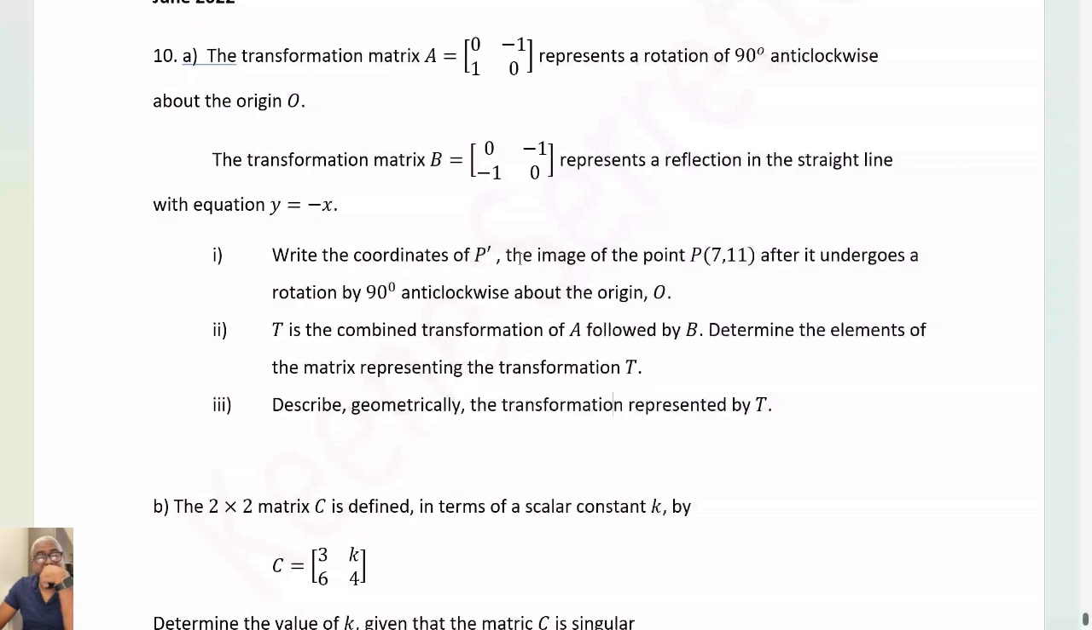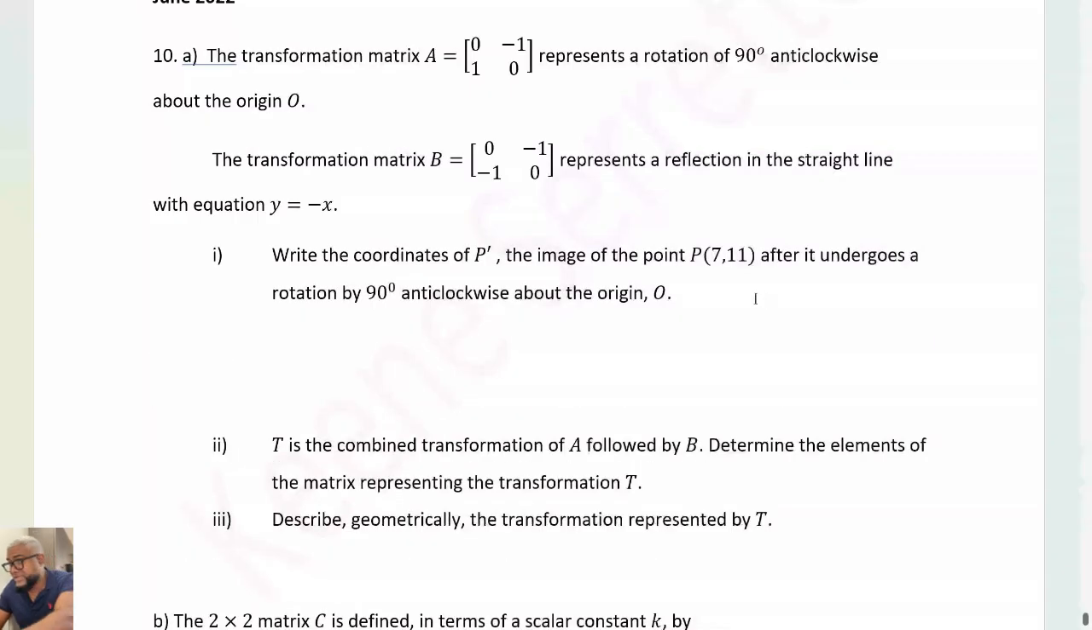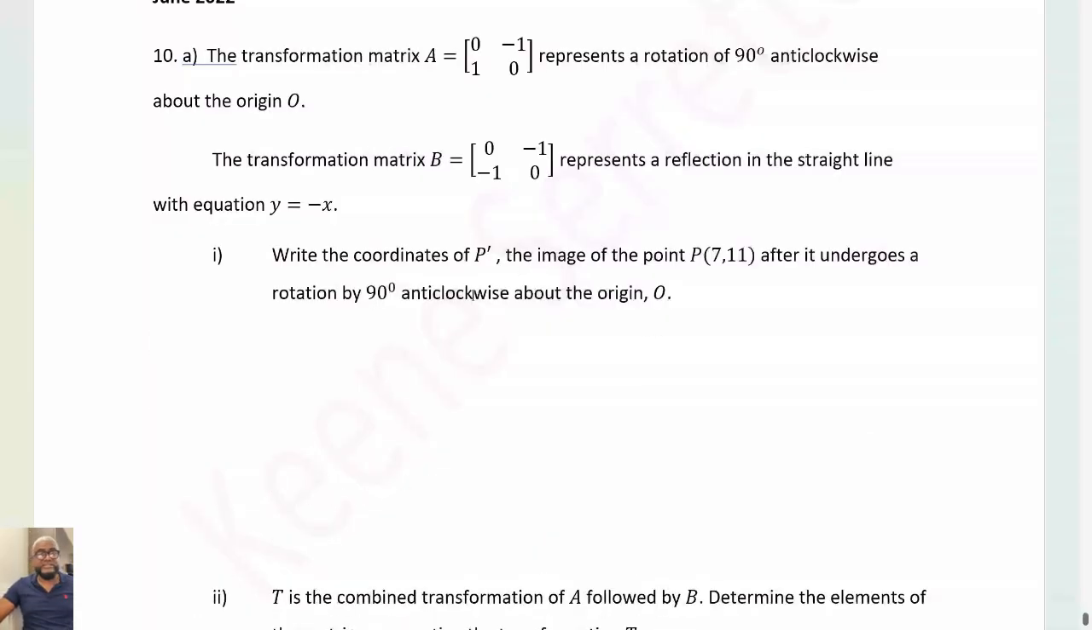Write down the coordinates P prime, the image of the point P, which is 7, 11, after it undergoes a rotation of 90 degrees anti-clockwise about the origin. So what is the matrix transformation that represents a rotation of 90 degrees anti-clockwise about the origin? Which one of the two matrices is it? A or B? A, right?